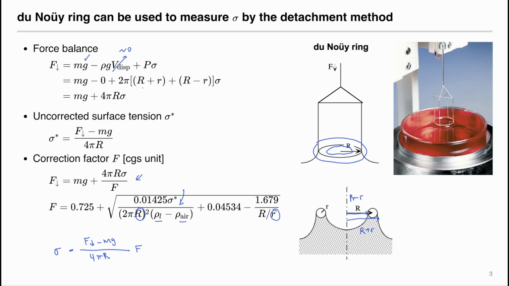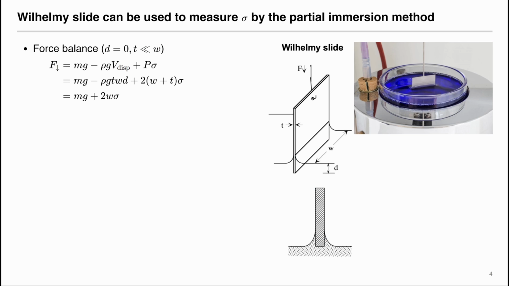The equipment that we're using, the tensiometer, has this correction built in, so we don't have to calculate the correction factor again and again. We can also calculate the force balance for the Wilhelmy slide, where the downward force is equal to the gravitational force that we can calculate, minus the buoyancy force, which is the density of the liquid, which we know, the gravitational constant, which we know, and the displaced volume of the liquid.